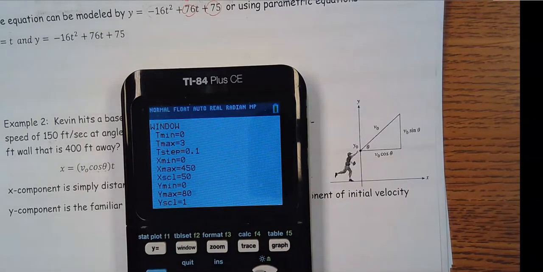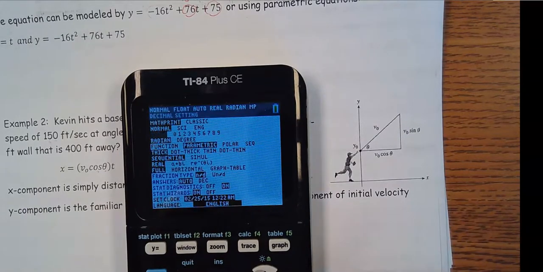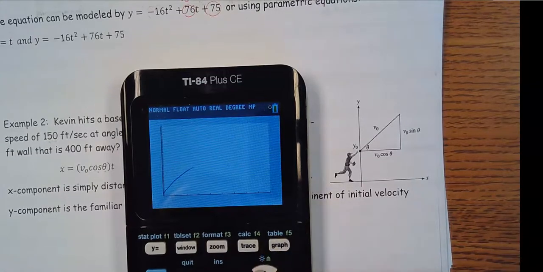If it goes off your screen, make it bigger, whatever you want to do. Now, I did do trig, and I'm given angles, not radians, or degrees, not radians. So I need to go back to my mode and make sure that I am in degrees also. So make sure you're in degrees. Now let's graph that guy. So there's the ball going through the air.